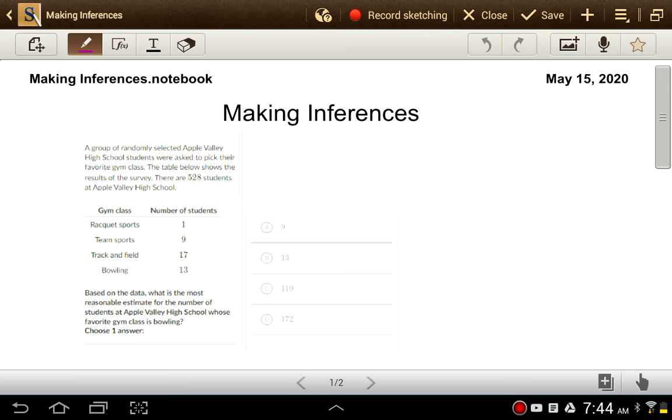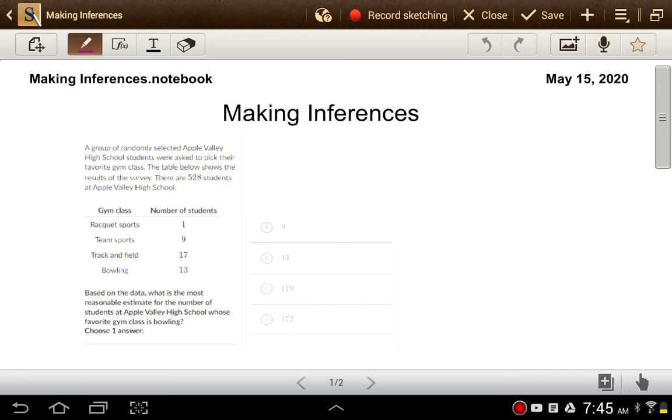With the multiple choice aspect, a lot of times you could estimate what the answer would be because they're spread out enough for you to do that. But I'm going to show you how to really find the answer in case it wasn't multiple choice. So in this example, the question gives us some information, and the question's asking how many people chose bowling as their favorite subject or class.